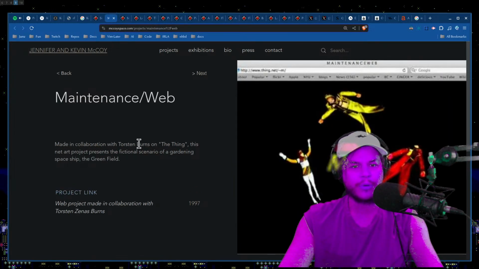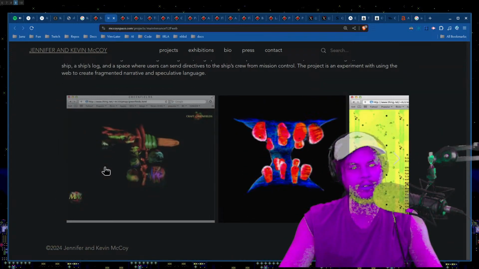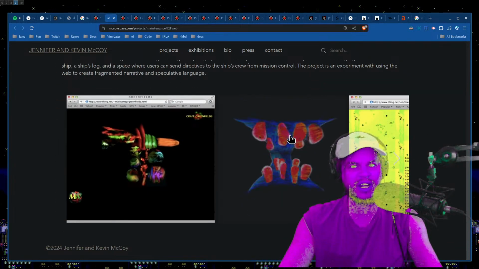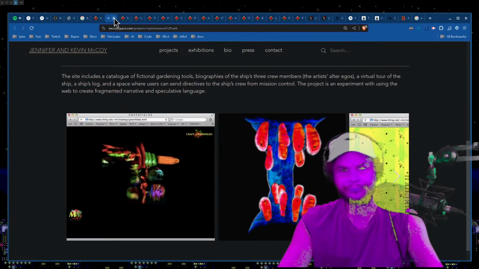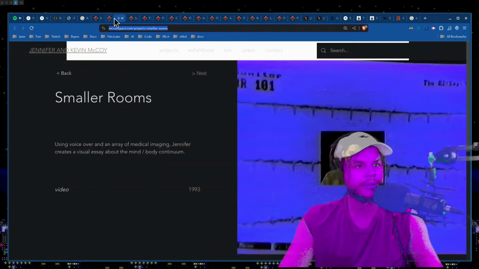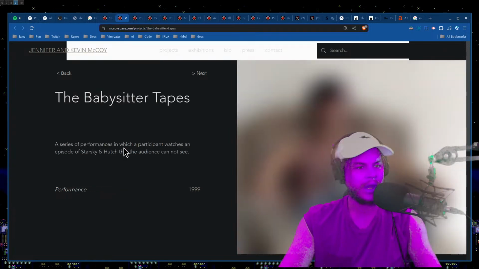Maintenance Web. Main collaboration with Thorsten Burns on The Thing. This net art project presents the fictional scenario of gardening spaceship, the Greenfield. Hey, that's the third NFT of all time right there. That's the third NFT of all time. Fictional gardening tools. Cool. God, this is good.